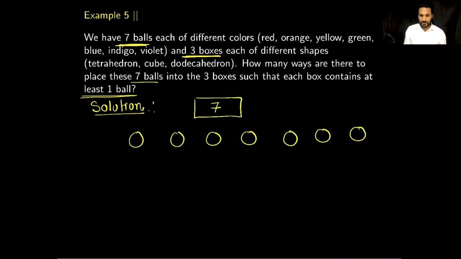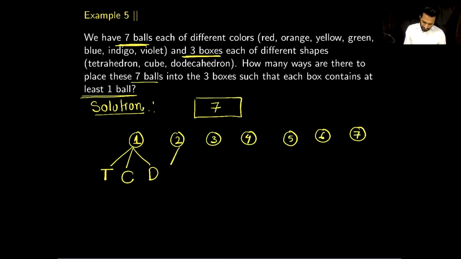And each ball I have to place in either the box of the shape tetrahedron, or the box with the shape of cube, or the box with the shape of dodecahedron, which I will call D. So each ball can go either in T or in C or D. In other words, each ball has three possible ways. So this is the first ball, second ball, third ball, fourth ball, fifth ball, sixth ball, and seventh ball.